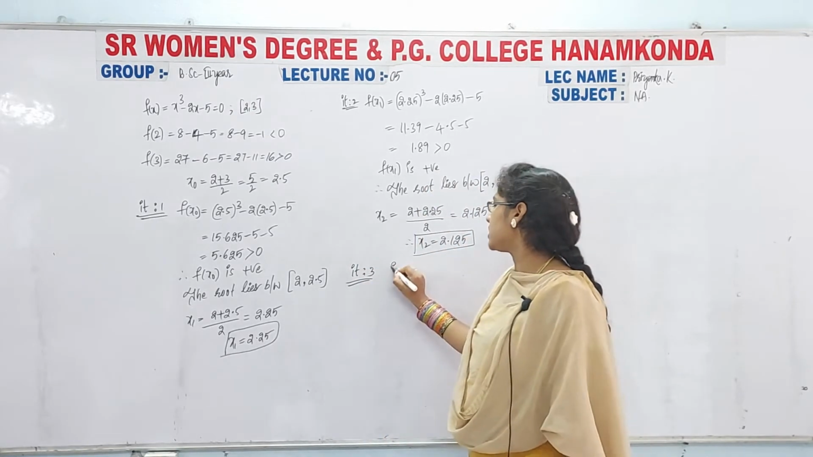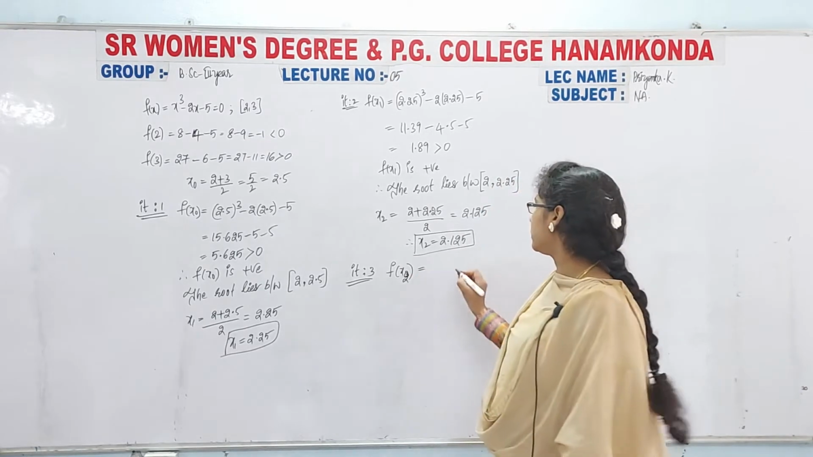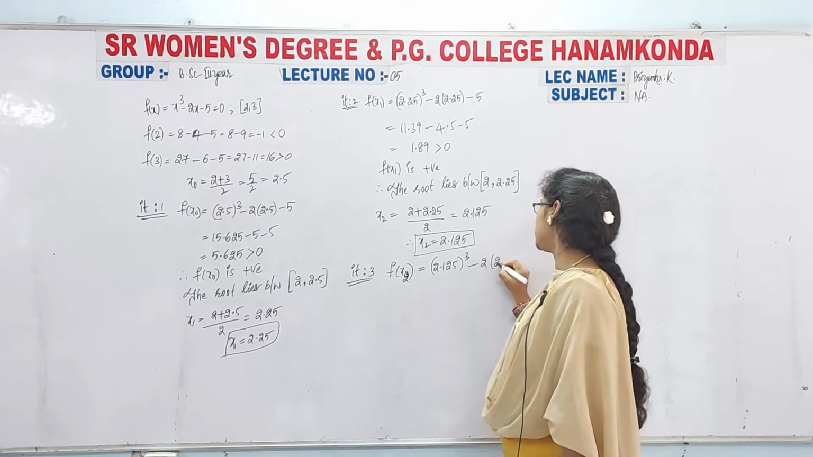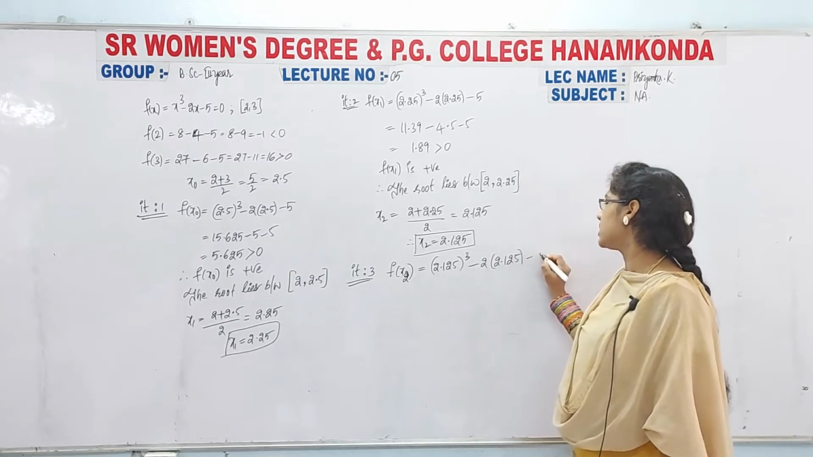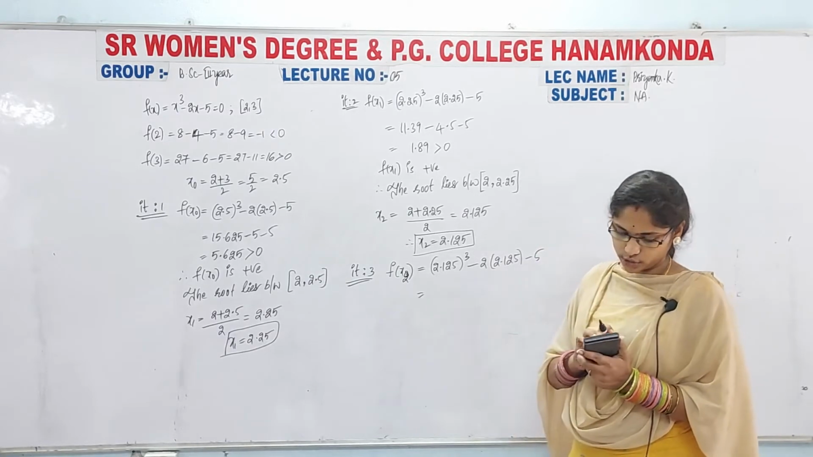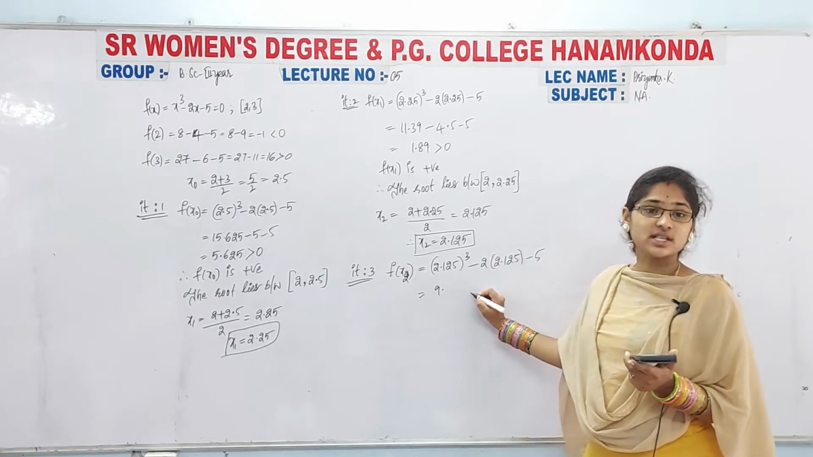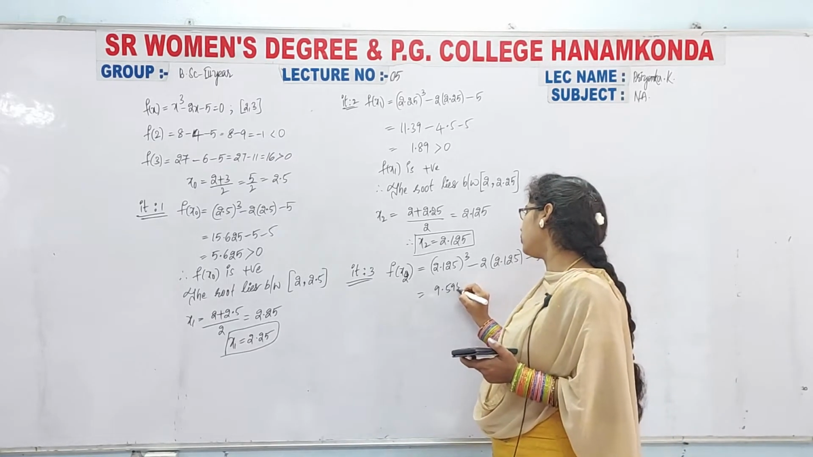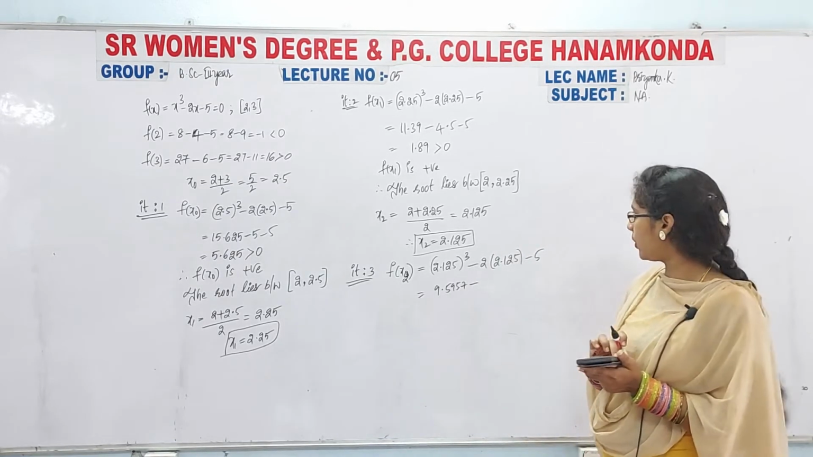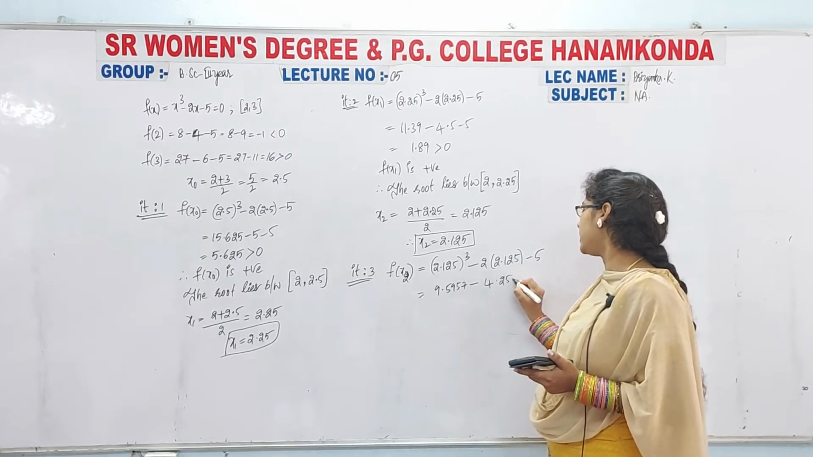In this iteration, f of x2 we have to calculate. That means 2.125 whole cube minus 2 into 2.125 minus 5. Again the same thing, 2.125 whole cube, then we have 9.5957. I am taking up to 4 digits, 9.5957, minus, next we have 2 into 2.125. Now it is 4.25 minus 5.